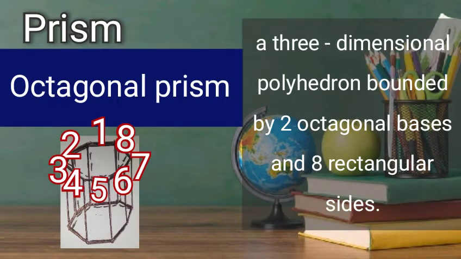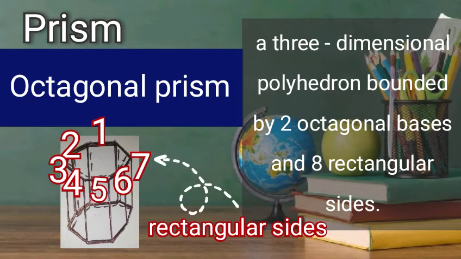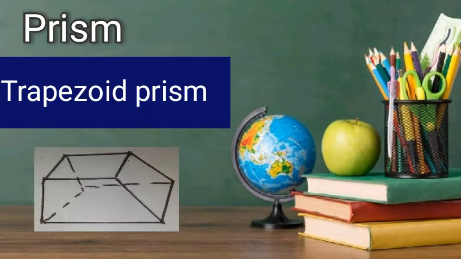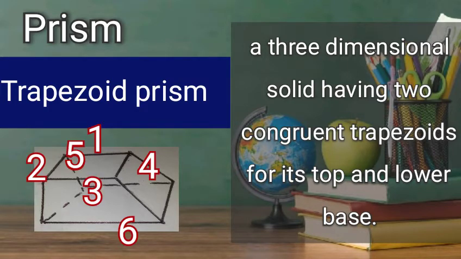An octagonal prism is a three-dimensional polyhedron bounded by 2 octagonal bases and 8 rectangular sides. A trapezoid prism is a three-dimensional solid having 2 congruent trapezoids for its top and lower base. It has 4 rectangles connecting the corresponding sides of the 2 bases.